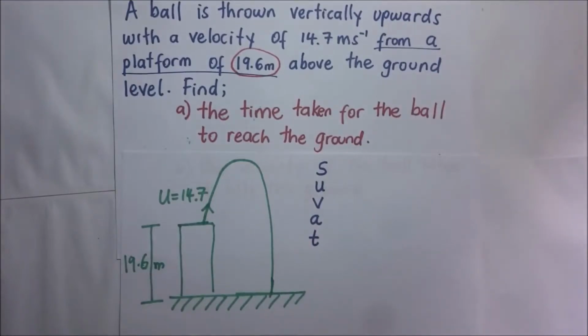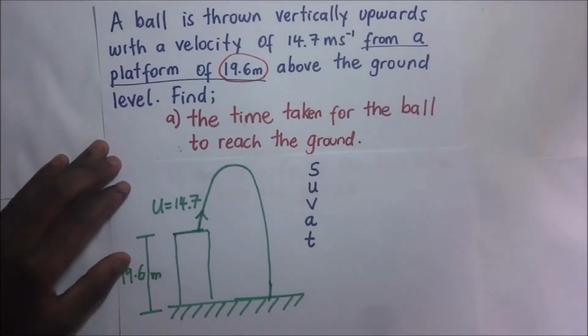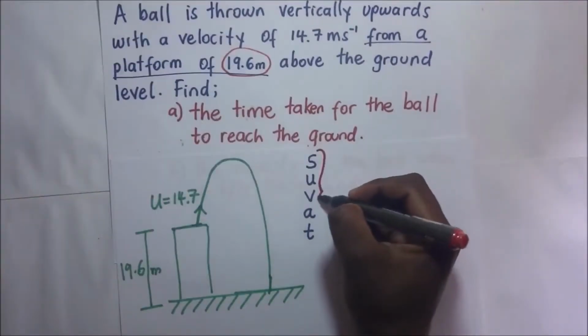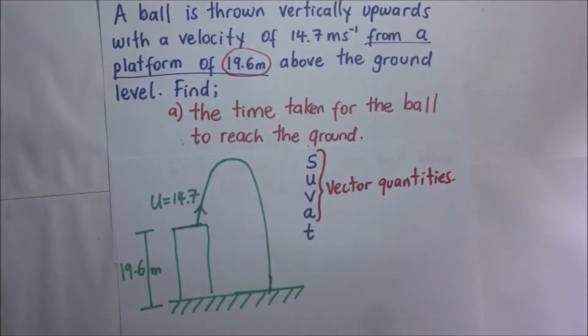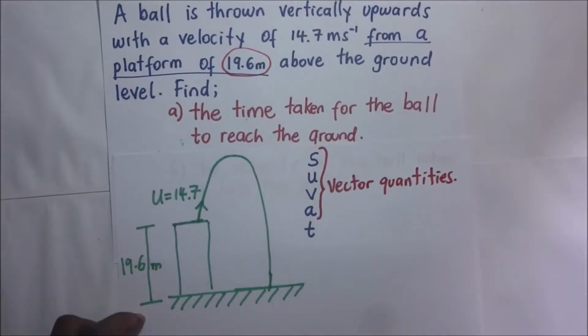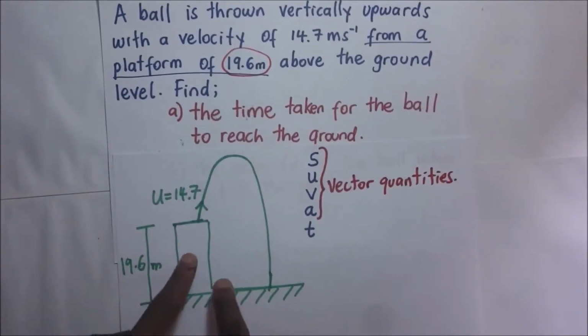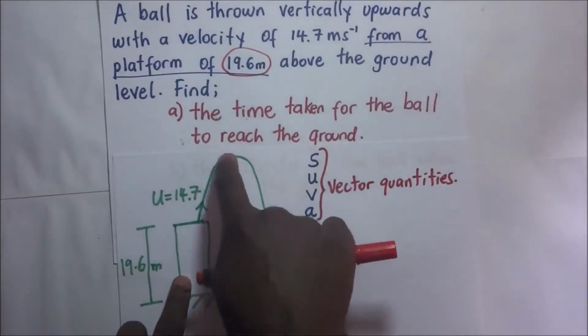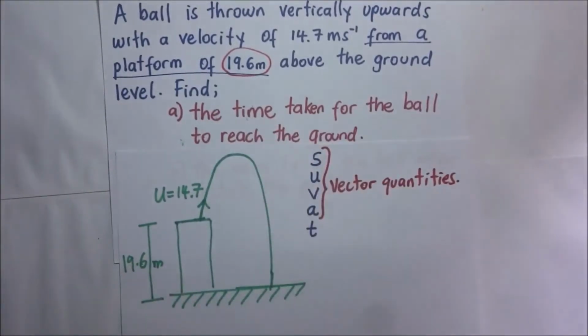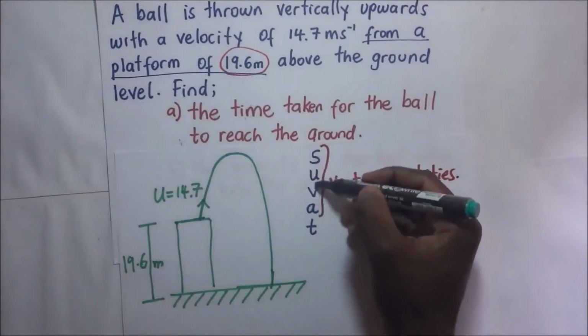So what does that mean? Because we are dealing with vector quantities, we are supposed to take into consideration their direction as well. By definition, a vector quantity is a physical quantity that has both magnitude and direction. As far as this motion is concerned, it is first moving upwards. Then when it reaches maximum height, it changes its direction and moves downwards. So all that is going to affect the signs of these quantities.